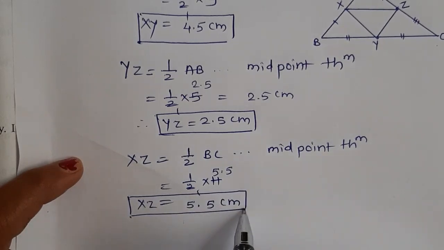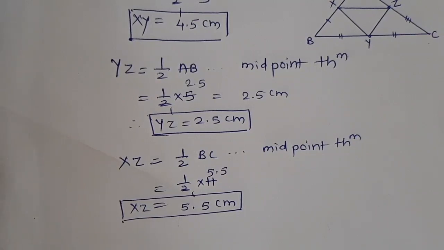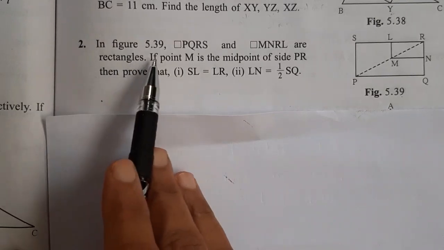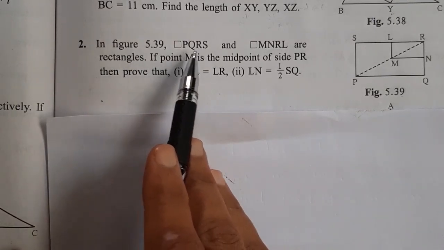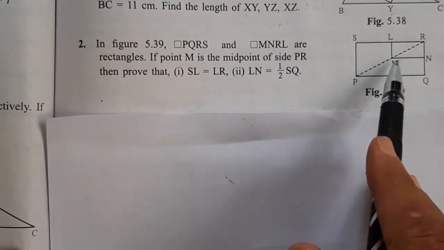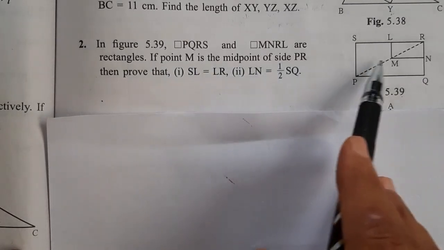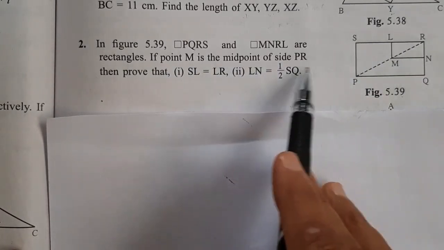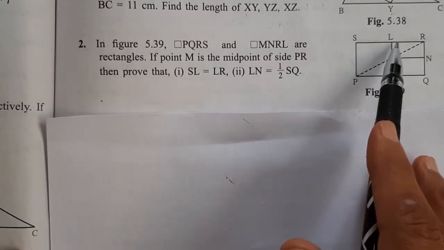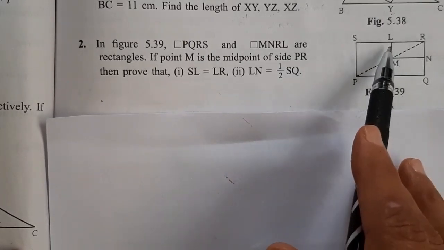Okay, understood everyone? In this way you can find out the values of XY, YZ and XZ. Now we'll move on to the second example. See the second example: in figure 5.39, quadrilaterals PQRS and MNRL are rectangles. If point M is the midpoint of side PR, then prove that SL equals LR, and LN equals half of SQ.